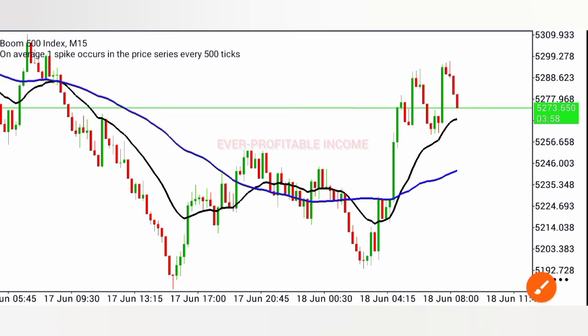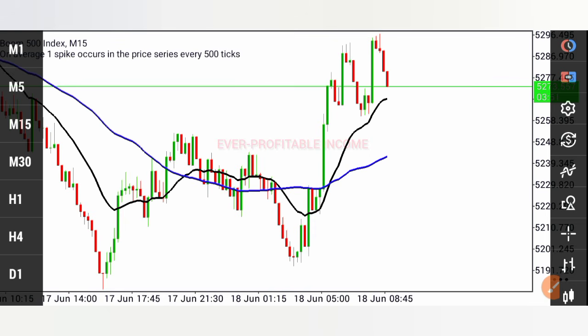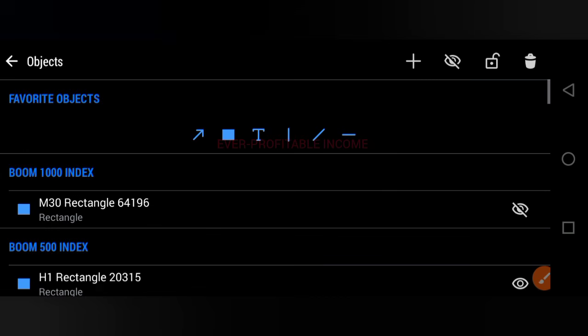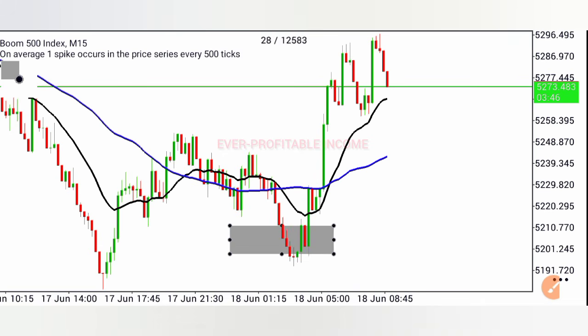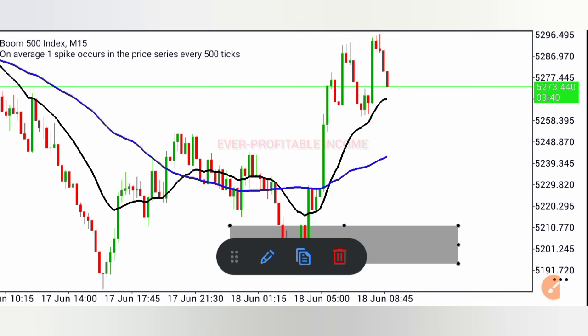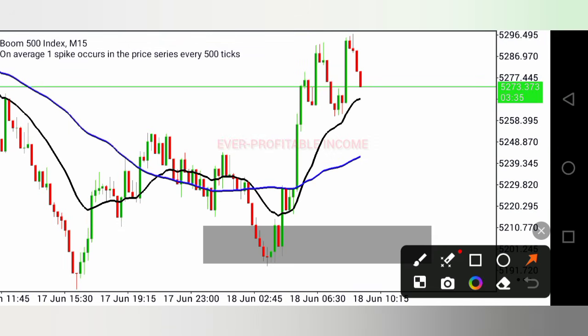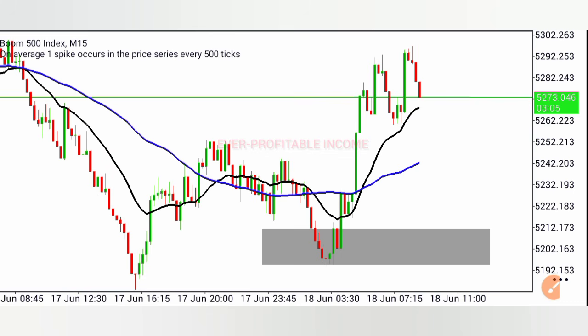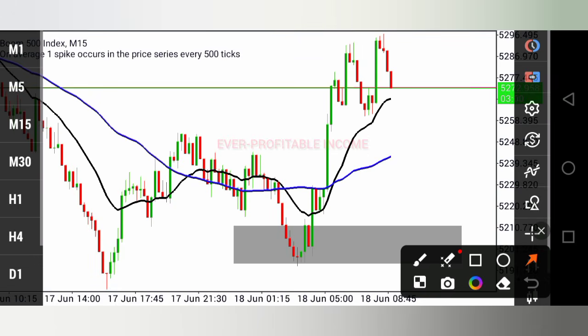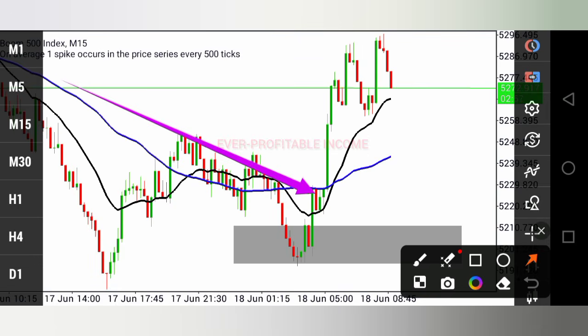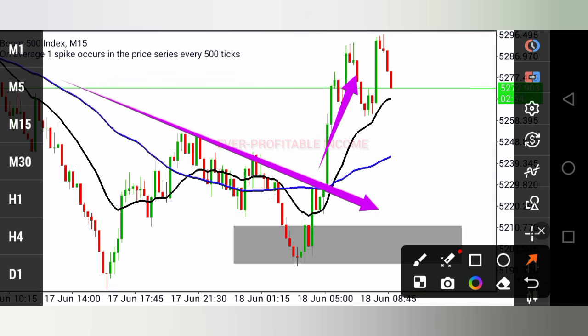In order to catch a spike using this strategy, I have identified that price has reached a support zone. This is our support zone right here. So we identify that price has reached a support zone on the higher time frame. Then we also identified that price was initially in a bearish trend. Price was initially bearish, and I can see that price has also changed its character. Price was initially going downward like this, and when you see it now, it's going upward.